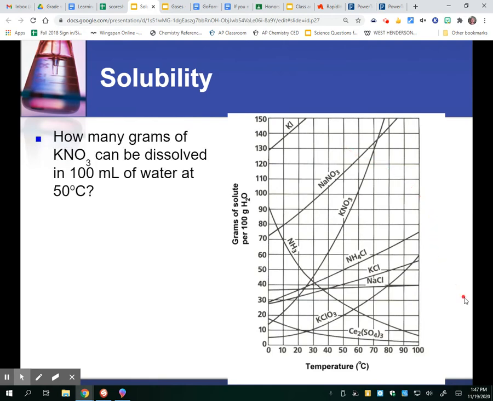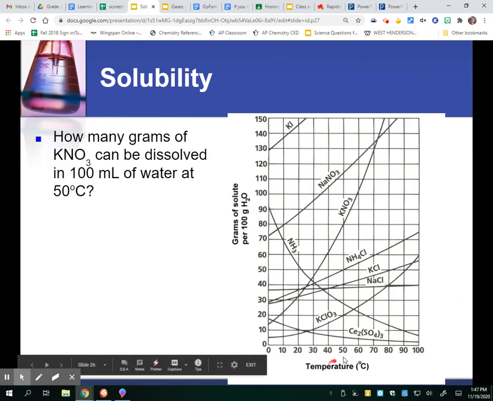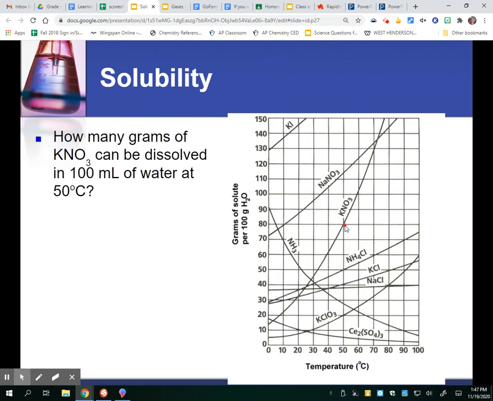So, just in reading this particular graph, how many grams of potassium nitrate can be dissolved in 100 milliliters of water at 50 degrees C? So you want to start, if they give you a temperature, with the temperature. So at 50 degrees C, we're going to start here, and then we're going to go up this grid mark until we hit the line for potassium nitrate. Then where the 50 crosses that line, we can go over to the other axis, and we can see that 80 grams of potassium nitrate can dissolve in 100 grams of water, or in 100 milliliters of water.